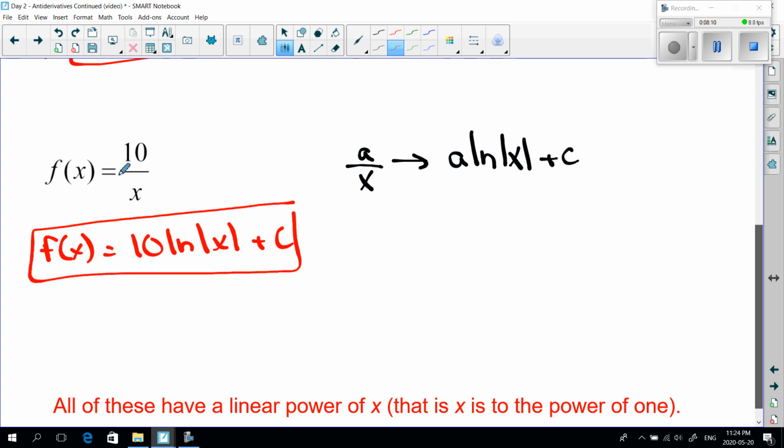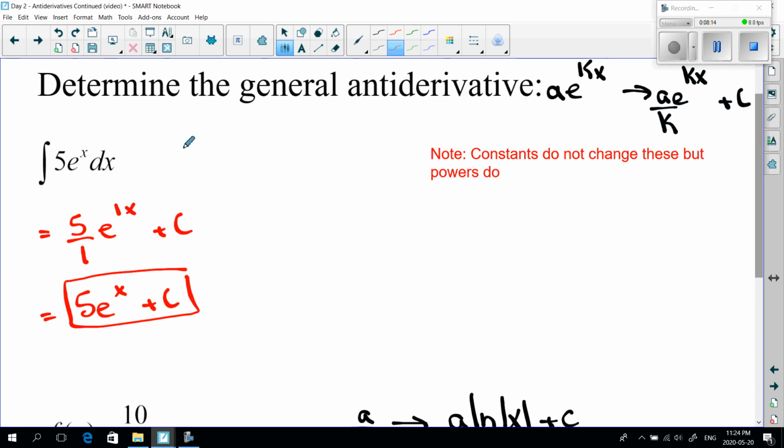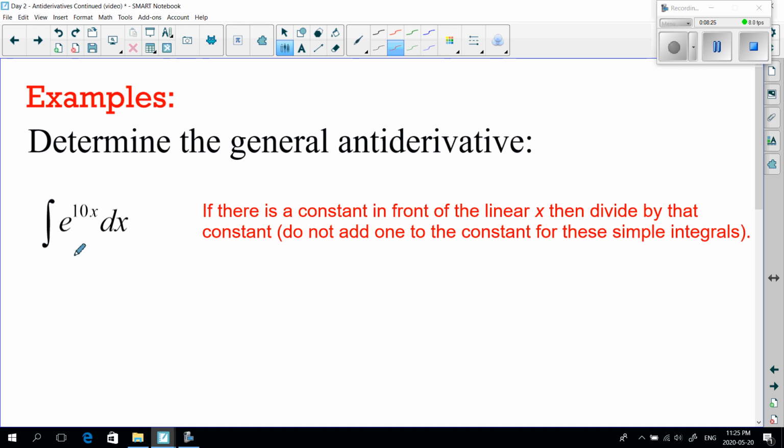General antiderivative, when you're going from little f of x to capital F of x, when you have the integral sign and you want to find the indefinite integral here. So indefinite integral, antiderivative, same thing. This would equal, a is 1, k is 10, so it would be 1 over 10 e to the 10x plus c.